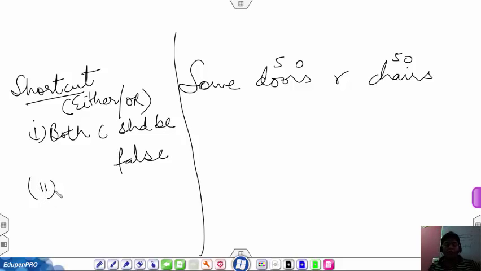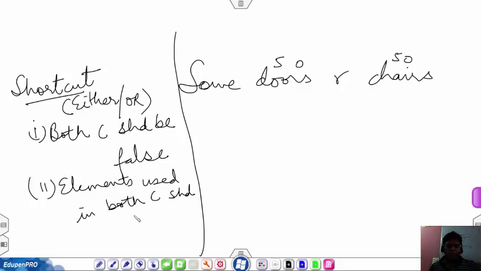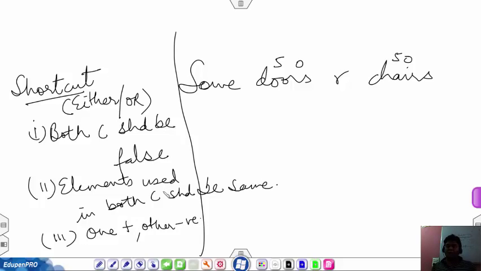That's the first part. The elements used in both the conclusions should be the same, and the third, if the elements are the same, then you need to check that one of the conclusions should be positive and the other conclusion should be negative. If all these three are satisfied, blindly mark the answer option as either or. Yes, there is no exception. Right? So that's the rule for such questions.